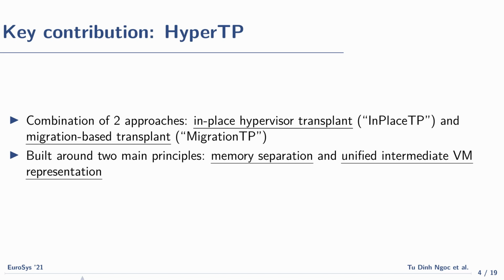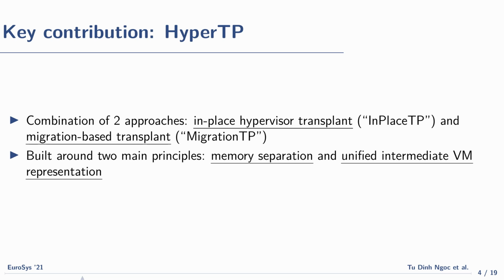So for HyperTP, our solution is a combination of two approaches. One is that you directly replace the running hypervisor with another while preserving the VM on the same host, and we call that in-place hypervisor transplant or in-place TP. Another approach is that you migrate the VM that is running on the source hypervisor to a different destination hypervisor on another host. This is similar to live migration, so we call that approach migration-based transplant or migration TP.